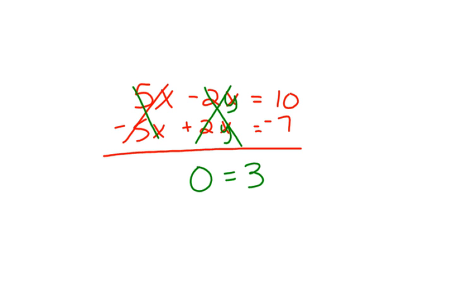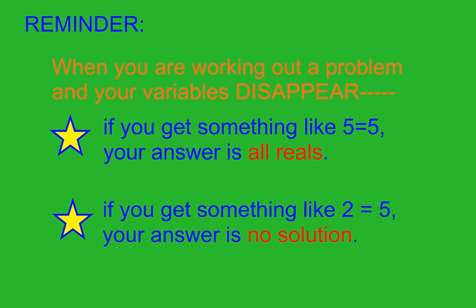And so what you look at is, does 0 actually equal 3? Can that happen? That's not something that can happen. 0 does not equal 3. So my answer here would be no solution, which we use this symbol for. So you'll see back on this note sheet, if I have an answer like 2 equals 5, that's not true, so my answer is no solution, which we use as the symbol.